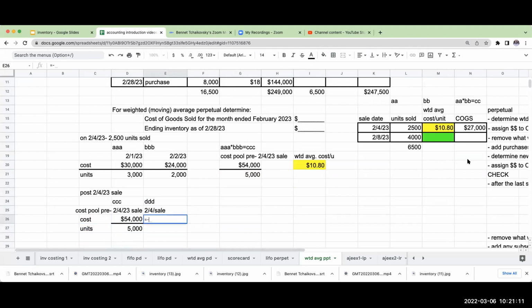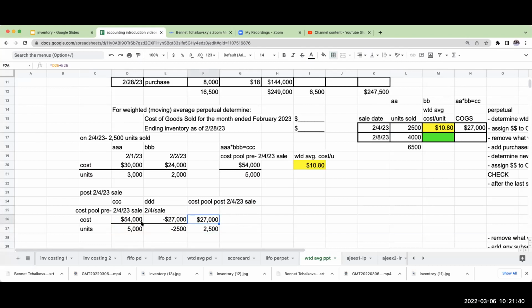So I assigned $27,000 to cost of goods sold, right? The 2,500 units that I sold times $10.80. So over here, my total amount of my cost pool post 2/4/23 sale is going to be 27,000 divided by 2,500. Okay, does that kind of make sense?